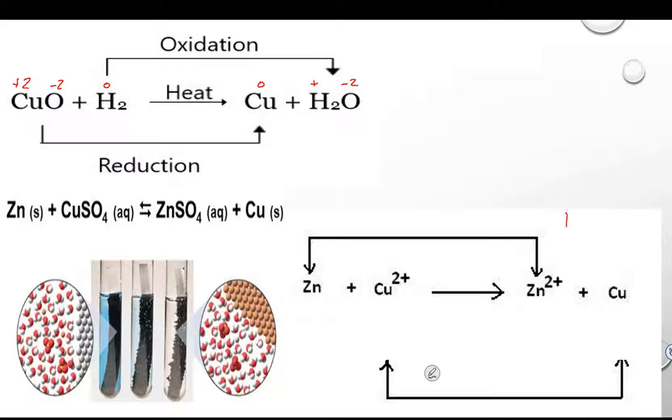And you can see that zinc is going from a 0 to a +2, and copper is going from a +2 to a 0. Now, which one's being oxidized and which one's being reduced? Good. Zinc is being oxidized because it's becoming more positive. So think OxyClean, positive, okay? And copper is being reduced because it's becoming more negative, okay? All right.